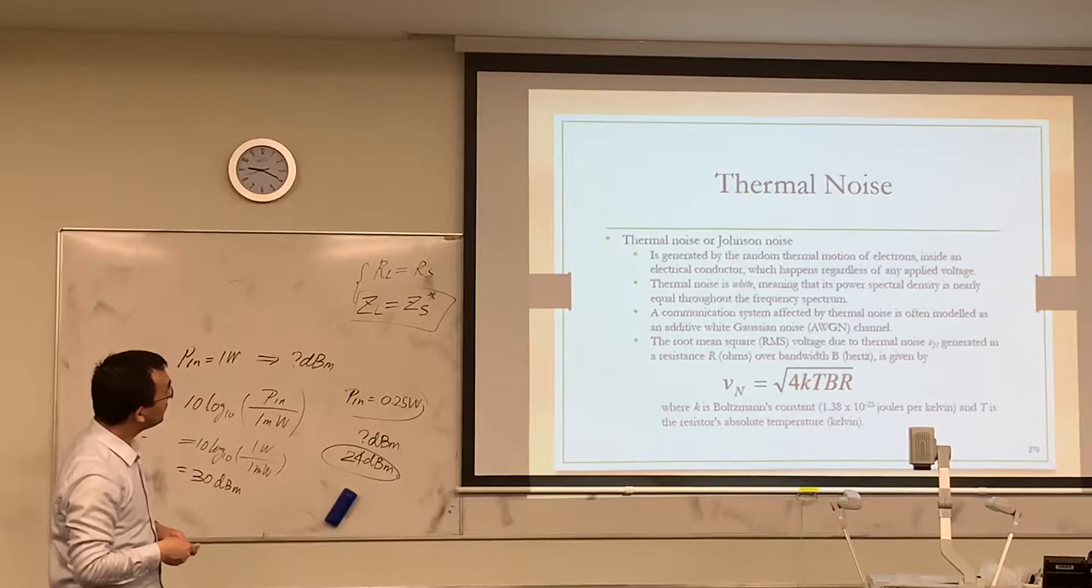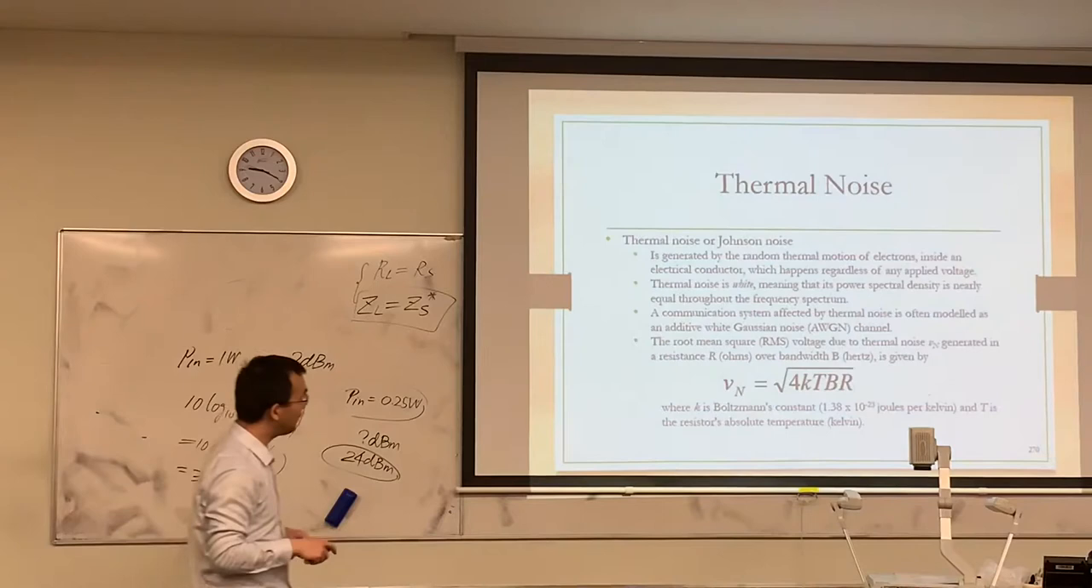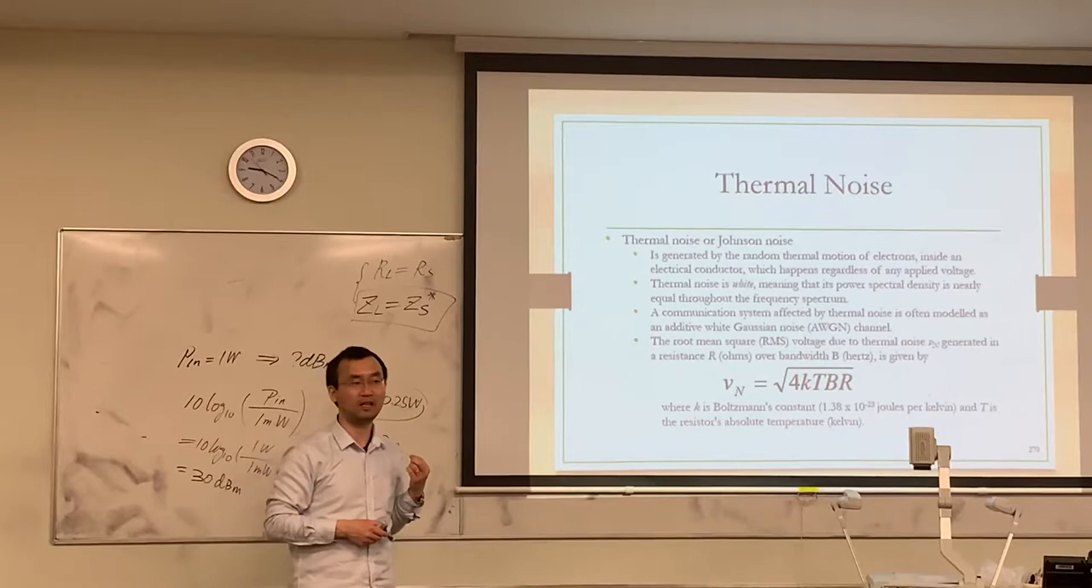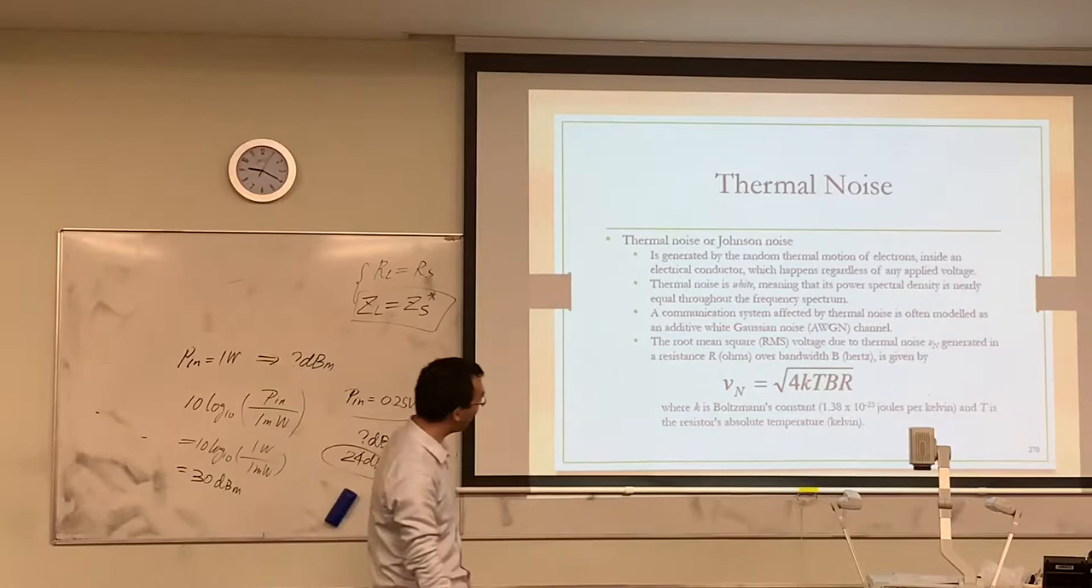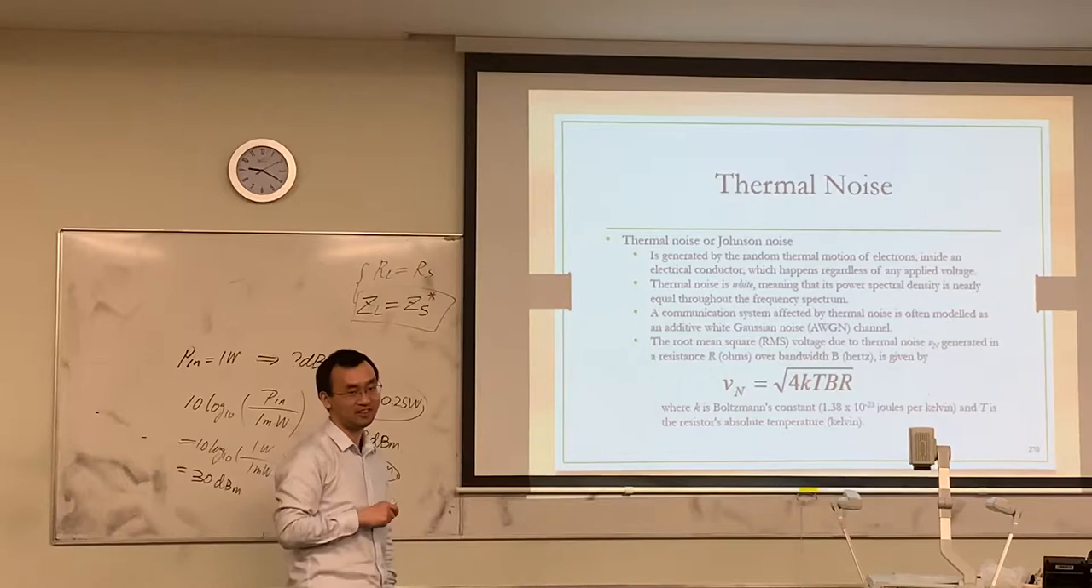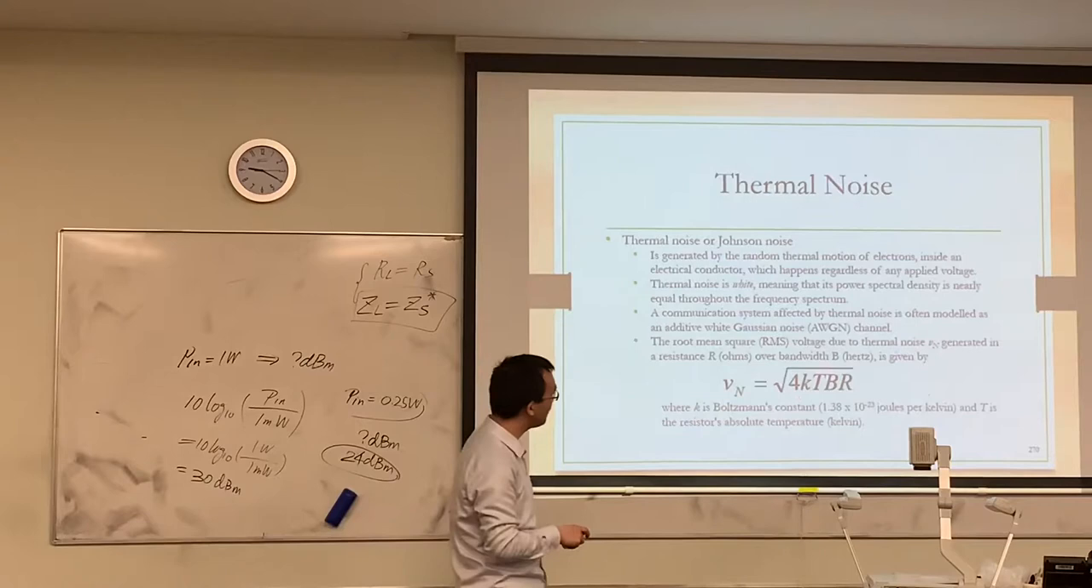So in this paper, we mainly look at the thermal noise. For thermal noise, we have a formula. Engineers, we like mathematics. We use mathematics to quantify the values. Otherwise, without the numbers, it's very hard to quantify the values. So we introduce a formula to measure how strong the noise is. So the noise voltage is given by this formula: square root of 4 times k times T times B times R.